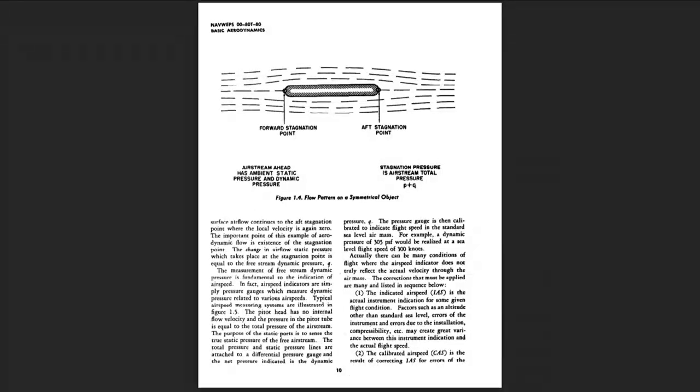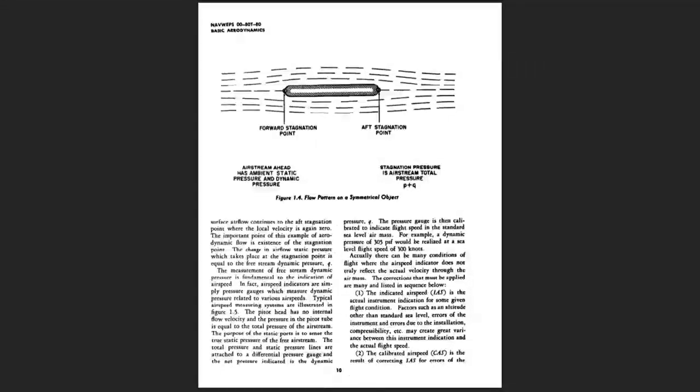In other words, there will exist a static pressure at the stagnation point which is equal to the airstream total pressure, ambient static pressure plus dynamic pressure. Around the surface of the object, the airflow will divide, and the local velocity will increase from zero at the stagnation point to some maximum on the sides of the object. If friction and viscosity effects are neglected, the surface airflow continues to the aft stagnation point where the local velocity is again zero. The important point of this example of aerodynamic flow is existence of the stagnation point.